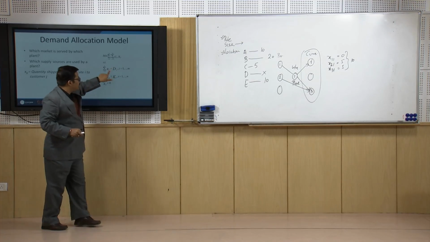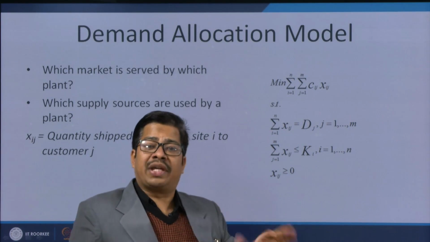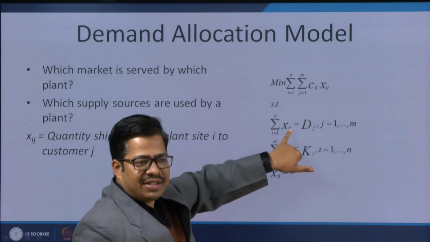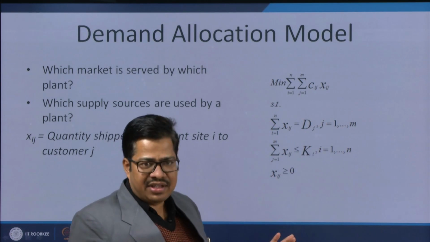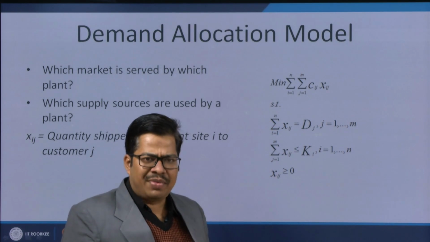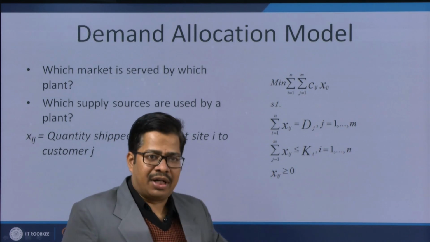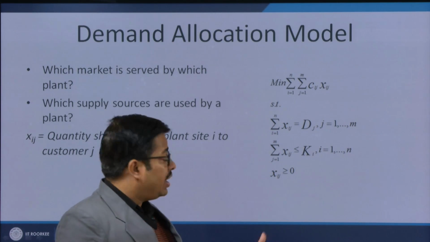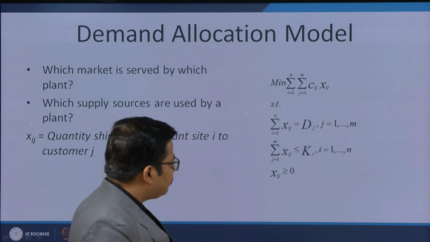So in some cases you can take less than or equal to Dj, but in no case can you take that the left hand side is greater than or equal to the right hand side. No market will accept that you supply more than its demand. So therefore this greater than or equal to sign in favor of the left hand side is never possible.